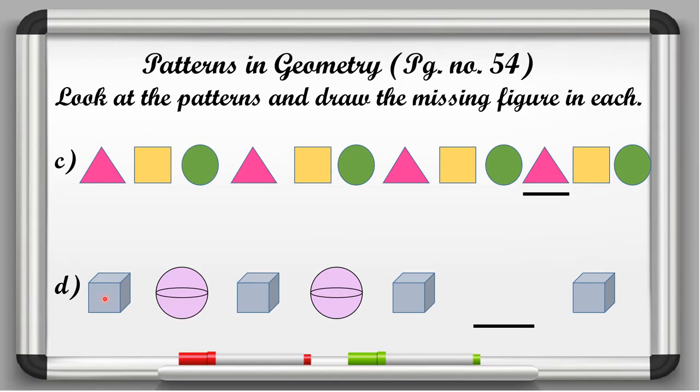Now in D part, this pattern is given. So what is this? This is a cube, then sphere, then cube, sphere, cube, then dash, then cube. So here in this pattern what we have studied, that after a cube there is a sphere, okay. So here cube is given, then here what we will make is a sphere shape, okay. Now this pattern is complete. Cube, sphere, cube, sphere, cube, sphere and cube, okay.